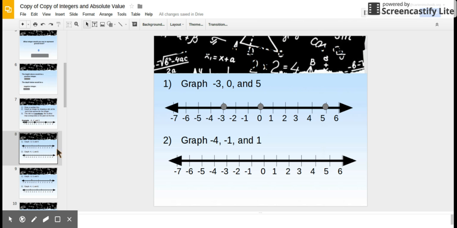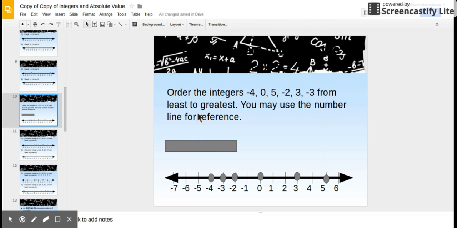Why don't you try graphing negative 4, negative 1, and 1. So pause the video and try doing that on your own. Okay, well, once you're done graphing, this is what you should have come up with. Negative 4, negative 1, and then 1.